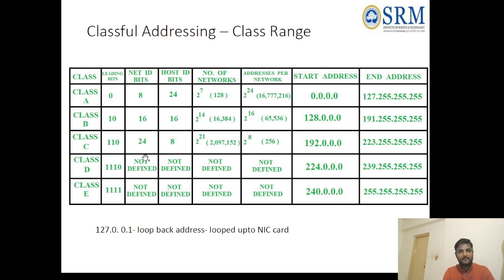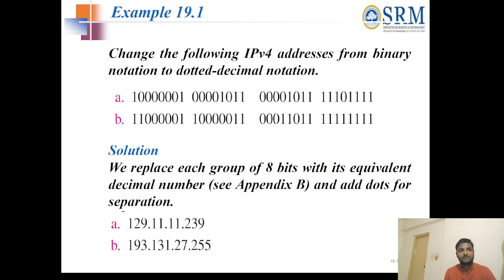Now here, for class D and E, the net ID bits and host ID bits are not defined, and the starting address and ending address are not given as per the logic for class A, B, and C. Okay, so here we are discussing some example problems that may arise in this classful addressing of IPv4.